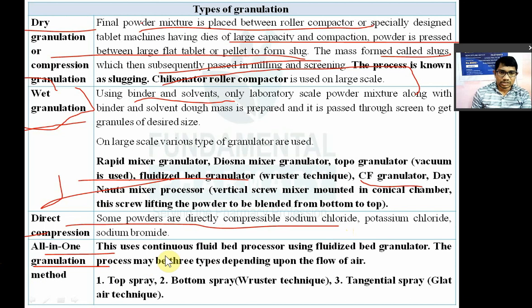This is continuous fluid bed processing using the fluid bed granulator. The fluidized bed dryer, FBD, is also what forms the granules. Now in the FBD there are three methods: top spray, then bottom spray. Bottom spray is known as the Wurster technique because Dale E. Wurster developed this technique. A question comes on this. Tangential spray is known as the Glatt air technique. It was asked last year.